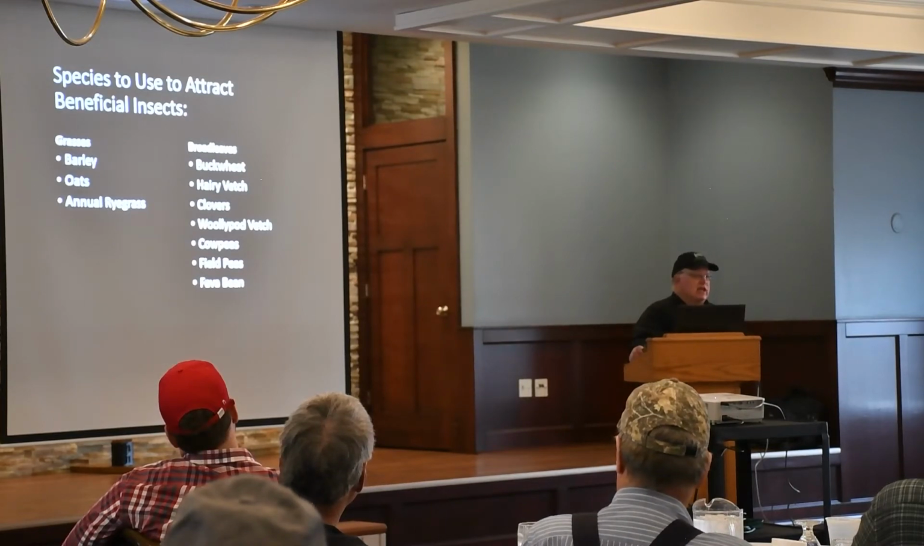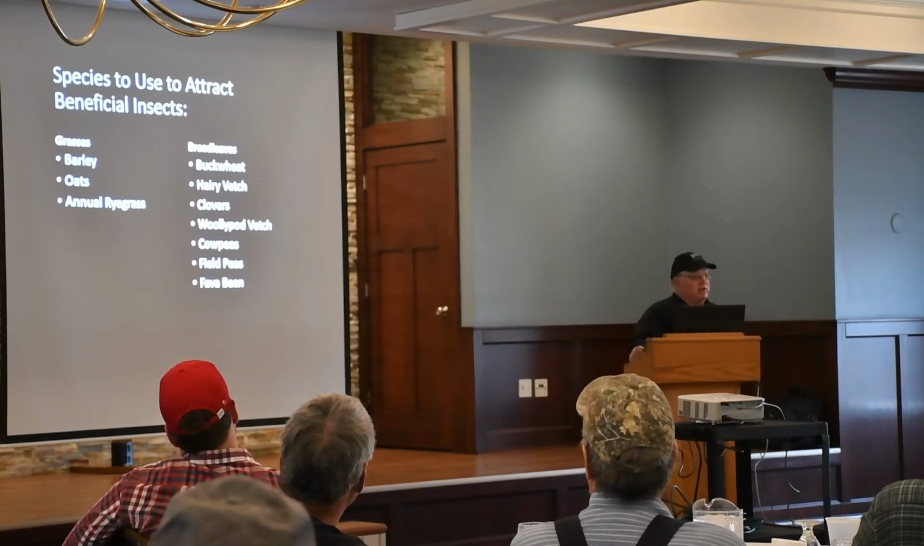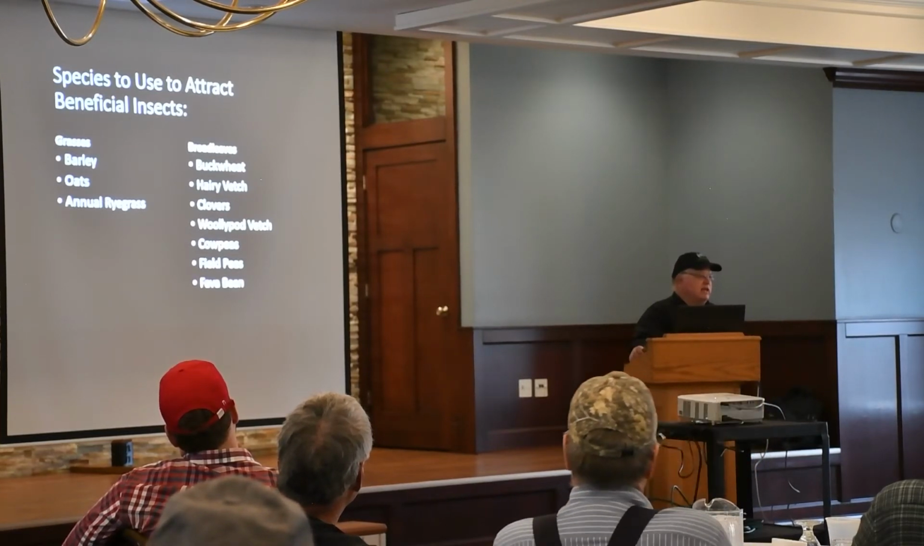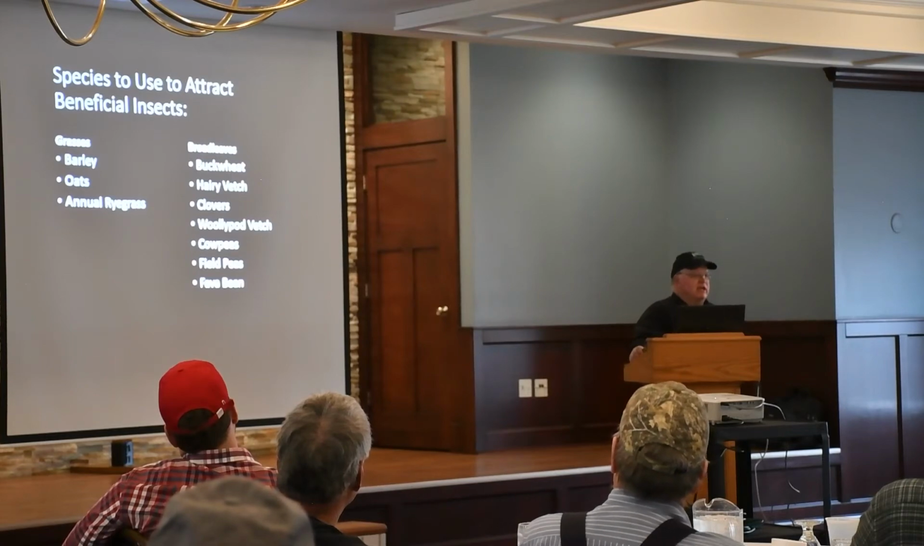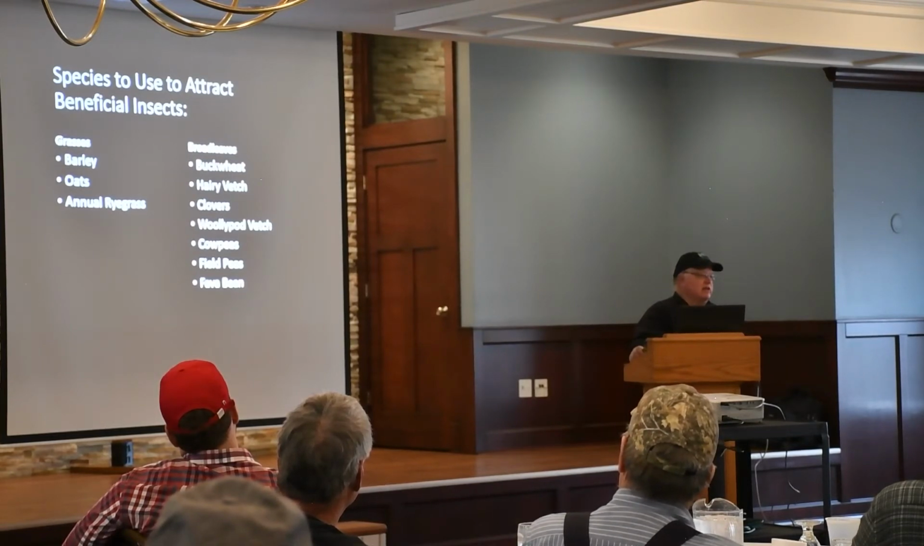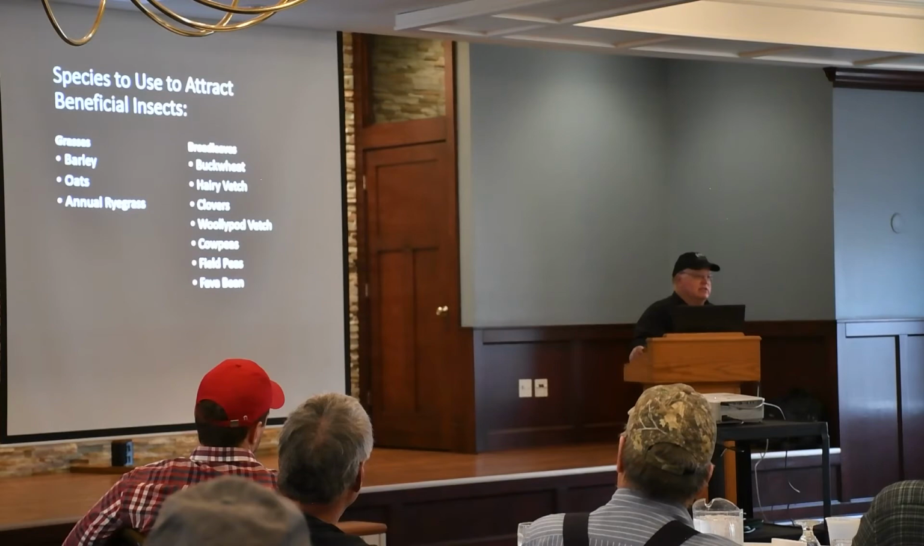But how many of us got an odd-shaped corner that we cuss every year because we try and get the drill backed around to get it, or the planter to get it planted? Why not put that into a perennial mix to attract pollinators and predators? Instead, we cuss that every year and then we go spray insecticides, right?